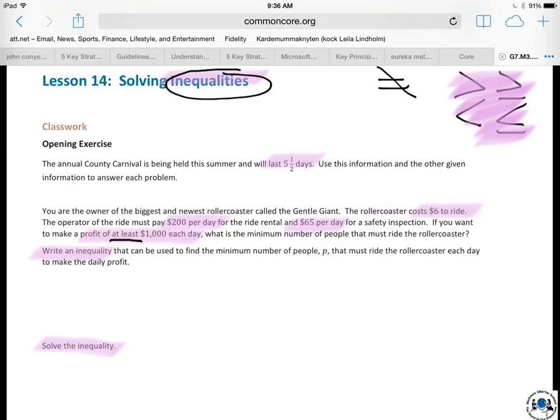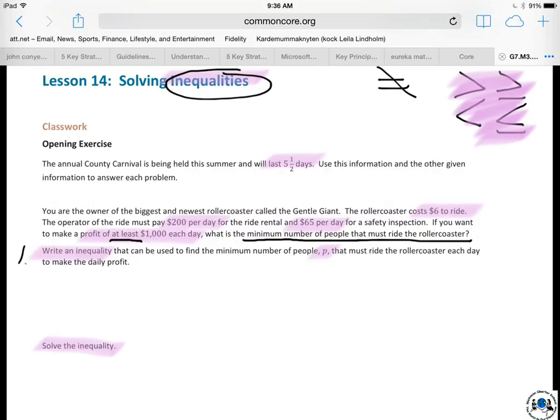If you want to make a profit of at least $1,000 each day, what is the minimum number of people that must ride the roller coaster? Again, we're talking about per day. Your first part here is to write an inequality that can be used to find the minimum number of people, P, that must ride the roller coaster each day to make the daily profit. We're going to have that P, so you know that's going to be our variable.